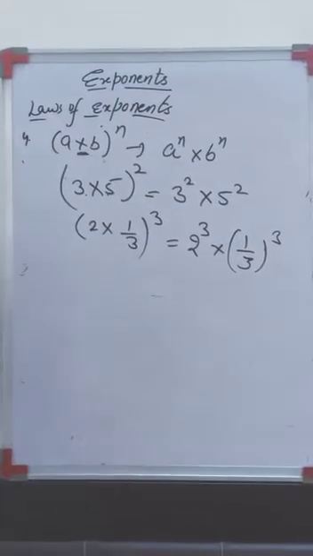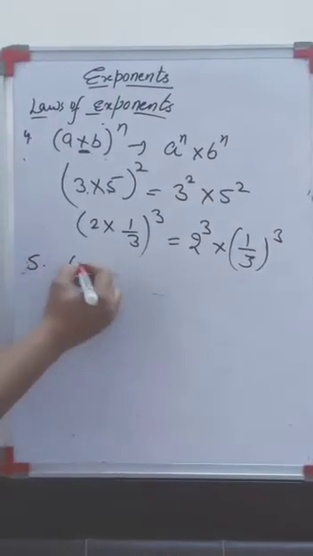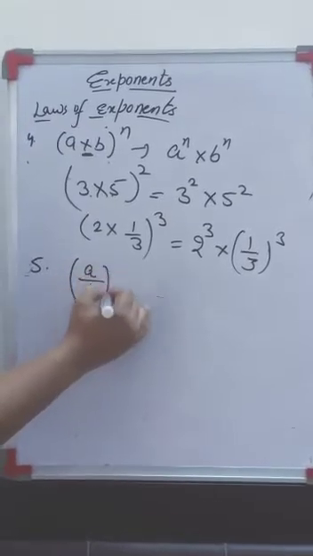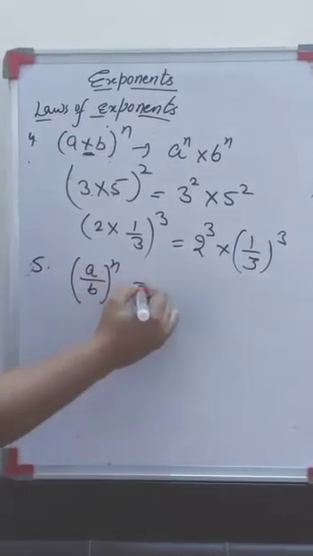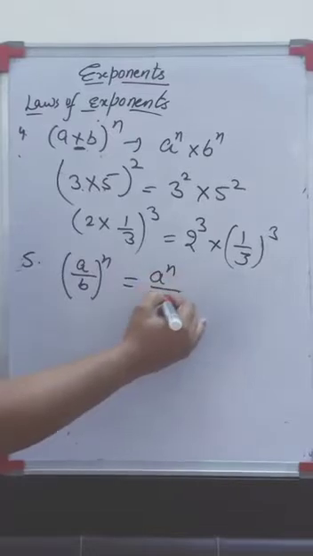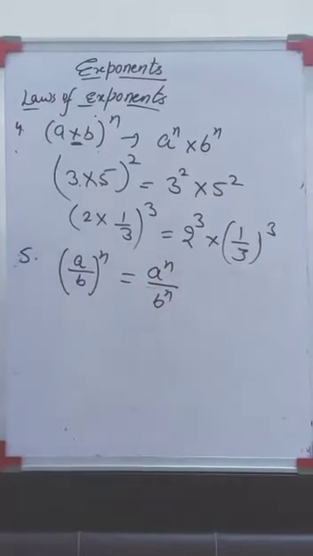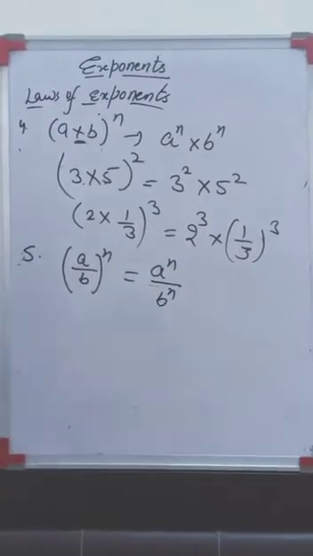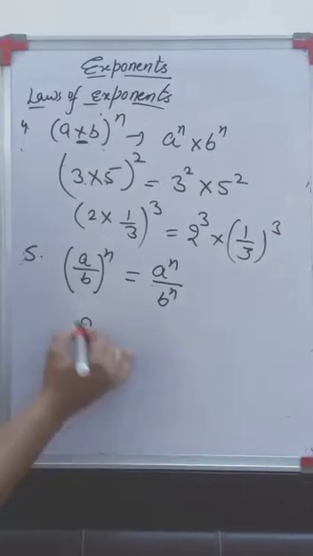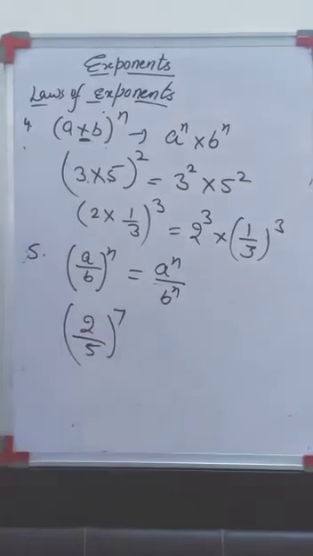Next, your fifth law: if a upon b is raised to power n, then you can write it as a raised to power n upon b raised to power n, right? For example, if I am saying 2 upon 5 raised to power 7, right?